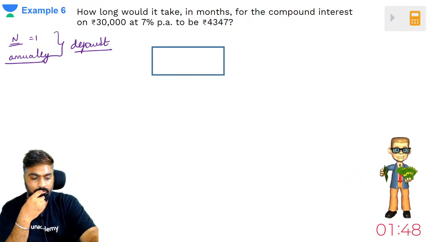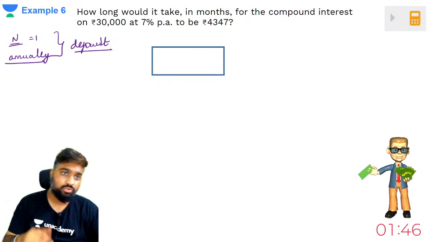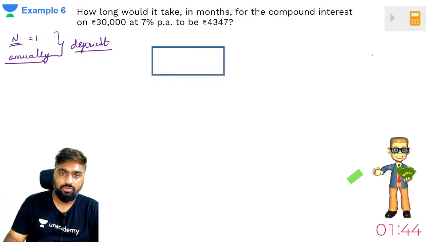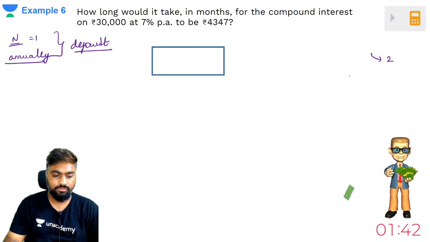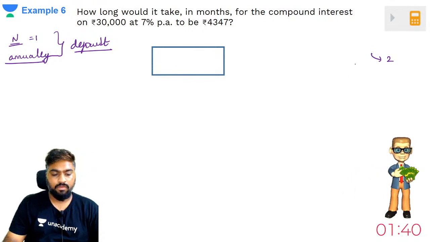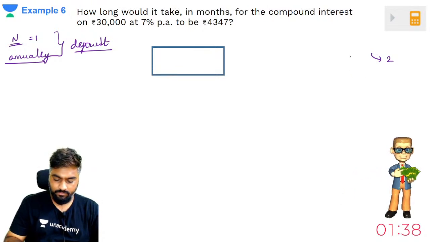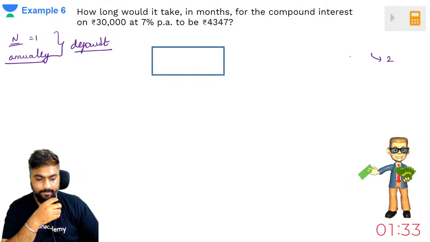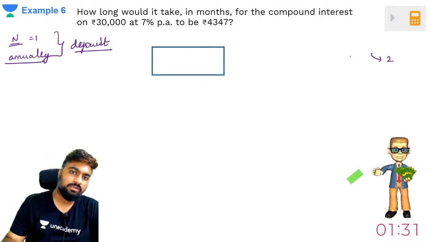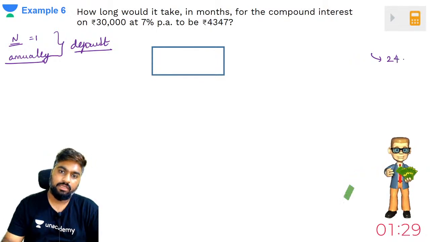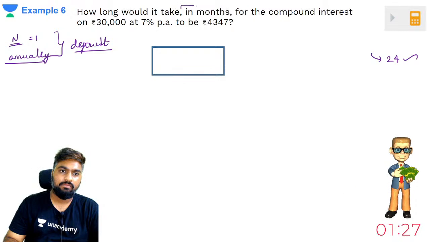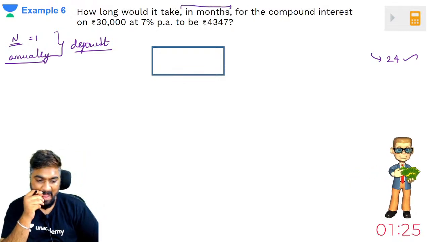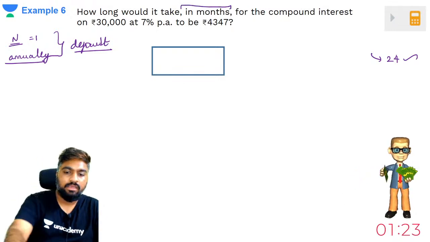Anyone answer? Gaurav says 2. Okay. Gaurav says the answer is 2. Others? Gaurav, 2 is wrong. 24 will be your answer because they're asking it in months. 24 is right. So what happens here?